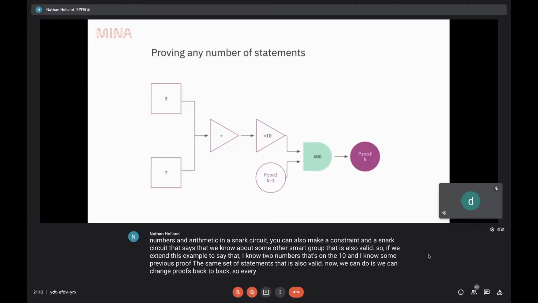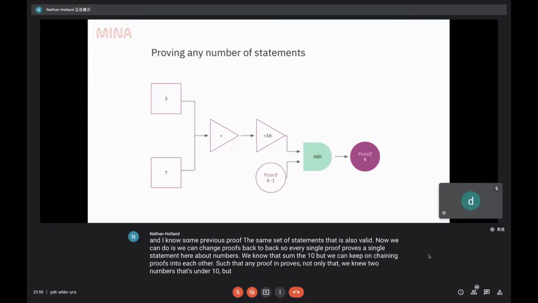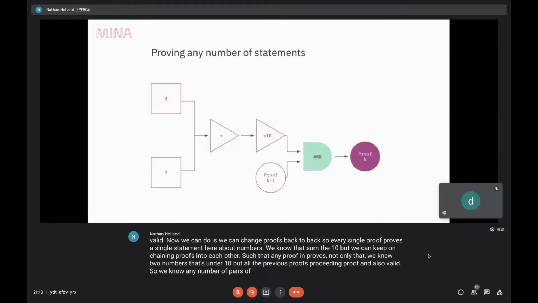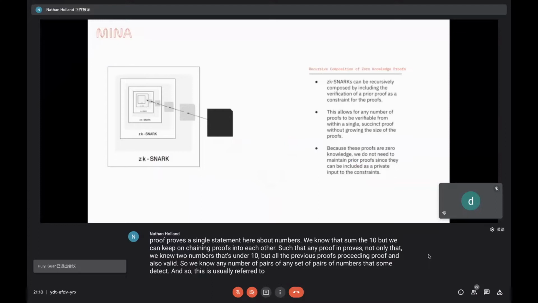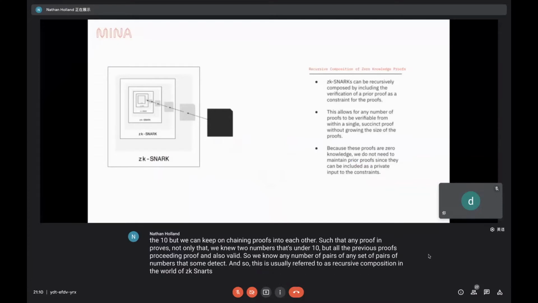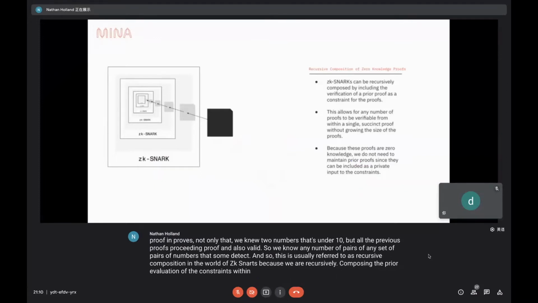So every single proof proves a single statement here about numbers we know that sum to 10, but we can keep on chaining proofs into each other such that any proof n proves not only that we knew 2 numbers that sum to 10, but all the previous proofs preceding proof n are also valid. So we know any number of pairs of numbers that sum to 10. This is usually referred to as recursive composition in the world of ZK SNARKs, because we are recursively composing the prior evaluation of the constraints within the constraints themselves.